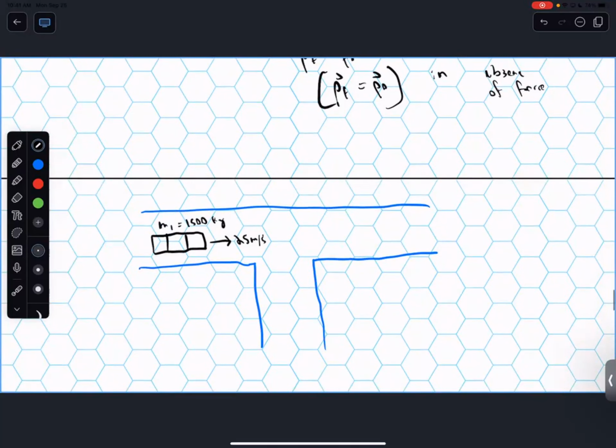And then we're going to have another car that's going to head into this intersection. We'll make this a blockier car. That's going to head into this intersection at, let's say it's going a little bit slower, at 20 meters per second.